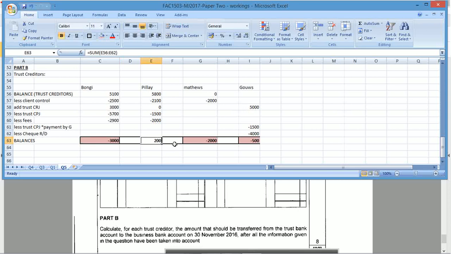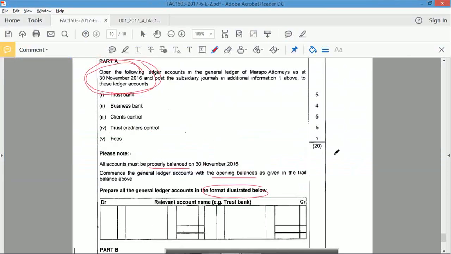It's the opposite. So calculate for each trust creditor the amount that we transferred, all the amounts given in the question taken into account. Fine, so that's it. Then I would just show that as the final answer. Is that alright? A bit difficult, but tricky, because as I said, they've thought about the different accounts.